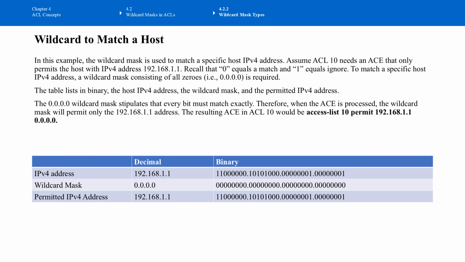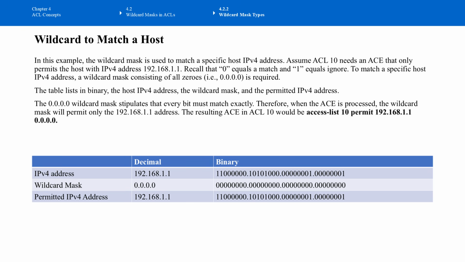In this example, the wildcard mask is used to match a specific host IPv4 address. So the IPv4 address is 192.168.1.1. The wildcard mask is 0.0.0.0. Remember, 0 means match and 1 means ignore. So we need to match all the bits. Converting the numbers into binary form makes it much easier to see. As you can see on the right-hand side, they are the binary equivalent.